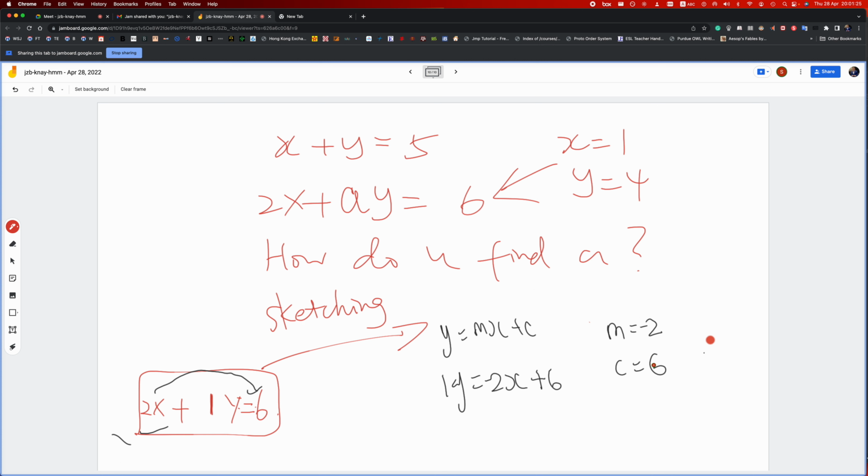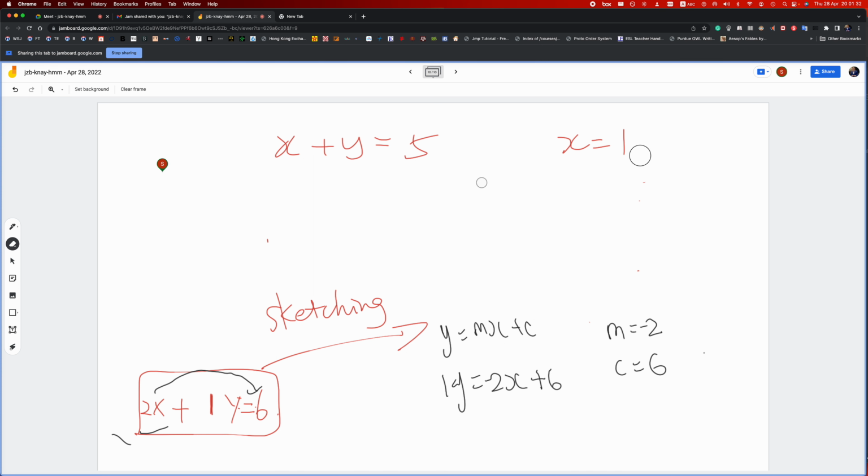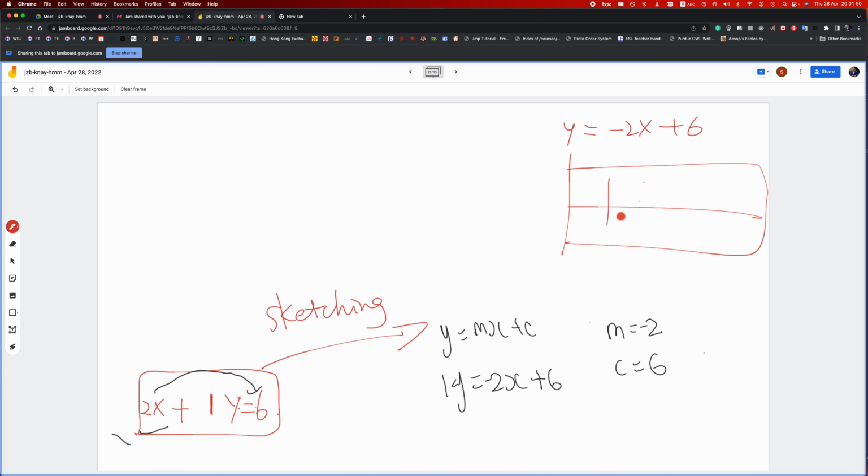Very good. So how do you sketch this out? Wait, before you sketch, you need to do what first? You cannot straight away go and sketch. You need to give yourself a table first. So you have this. You give yourself a table. Can you fill up the table now? Start with 0, 1, 2, done. 3.